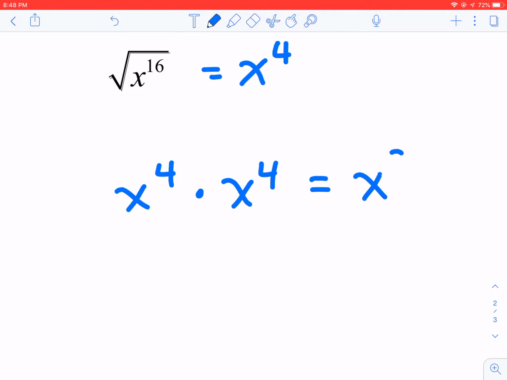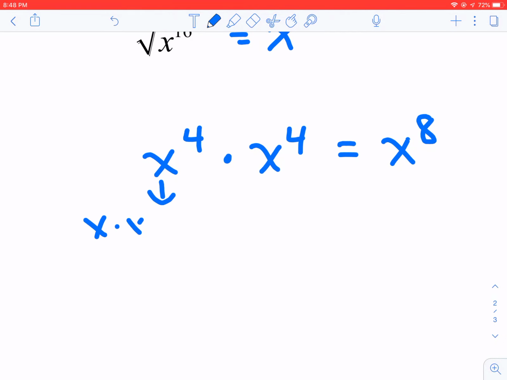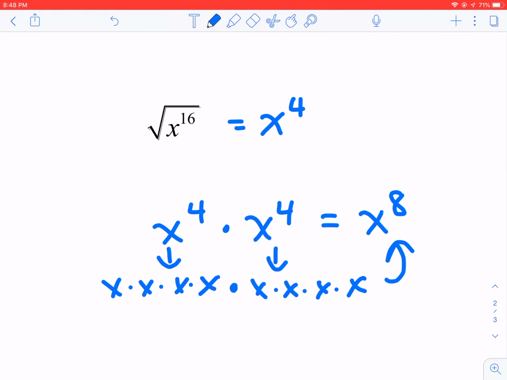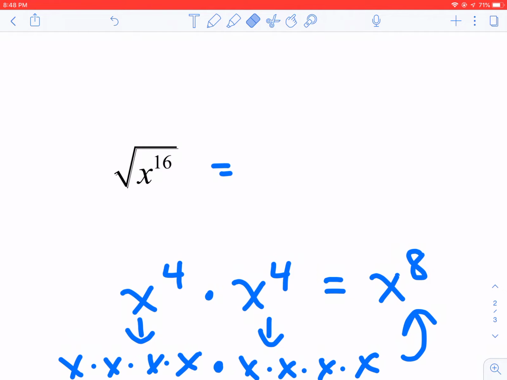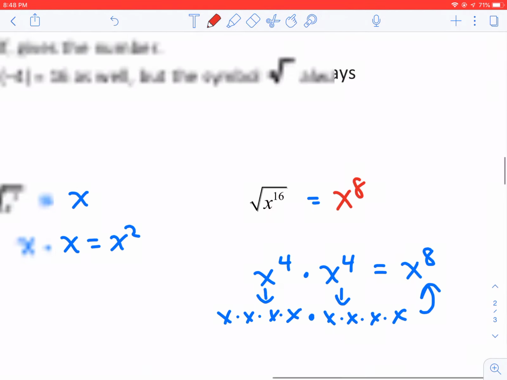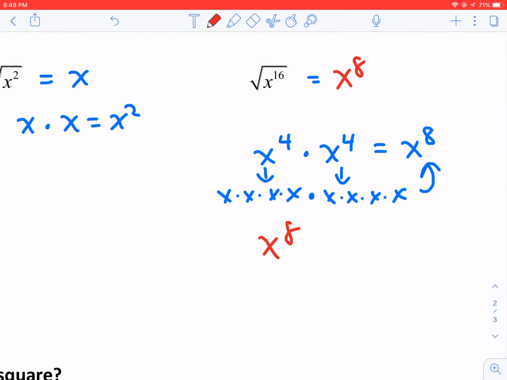Right? Because x to the 4th is x times x times x times x, times another x to the 4th, which is x times x times x times x, right? And that is clearly x times itself 8 times, or x to the 8th. So the square root of x to the 16th is x to the 8th, right? Because when we multiply, we add the exponents, and 8 plus 8 is 16. Alright, so those are fine.